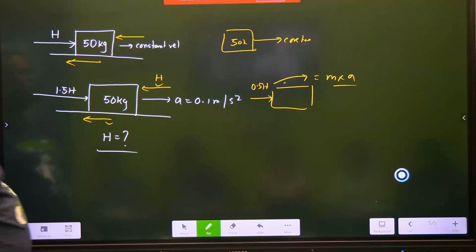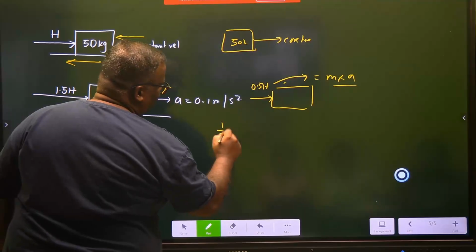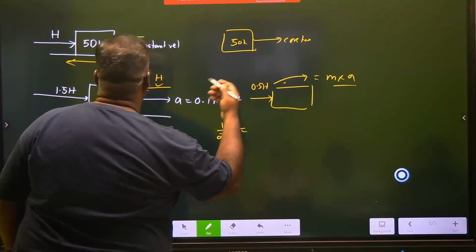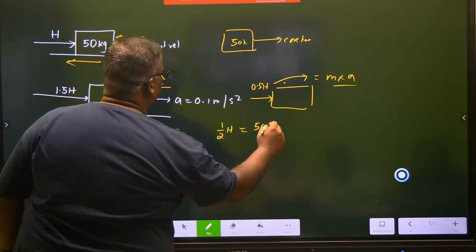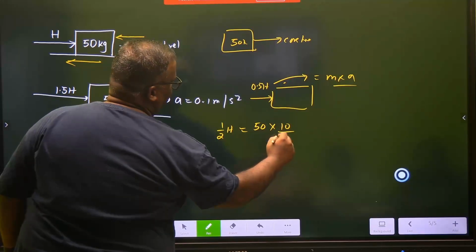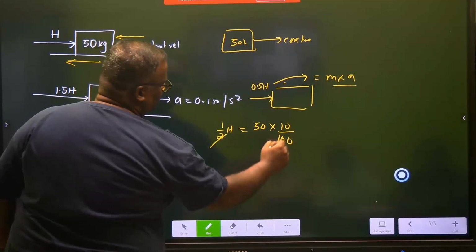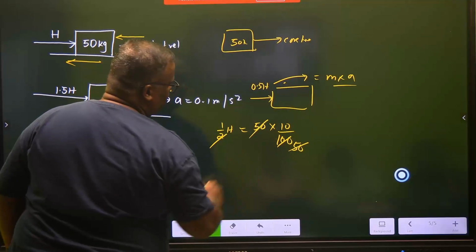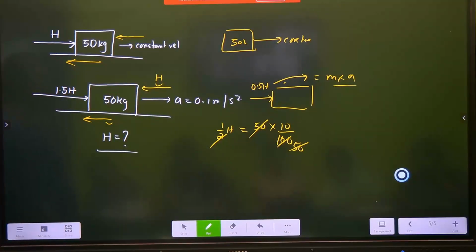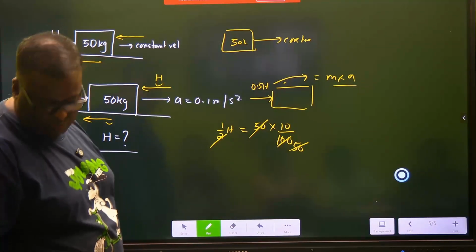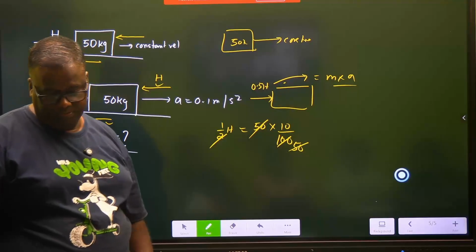So now our calculation is very easy. Half H is equal to, how much is the mass? 50 multiplied by 0.1, that is 10 by 100. So 50 and 50 cancel. H value is equal to 10. H is a constant. So H value is equal to 10.